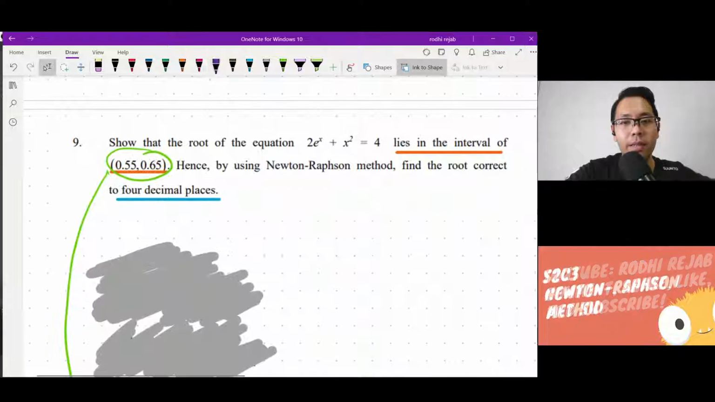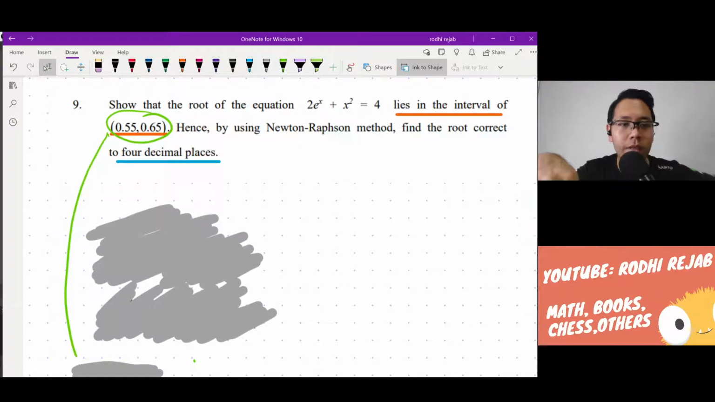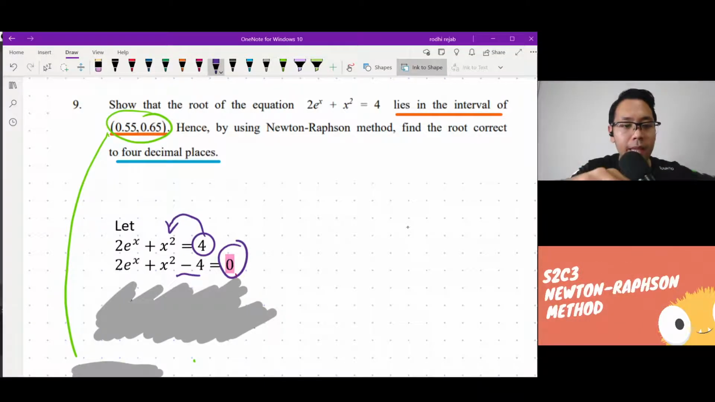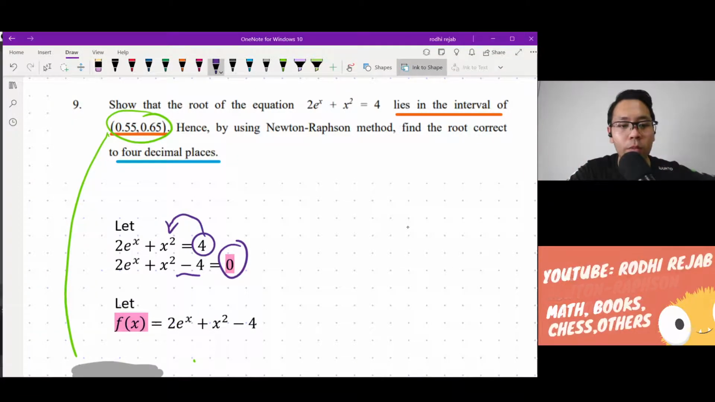Let's say you have a question like this, a normal exam question. We want to show that this equation has a root that lies in the interval 0.55 and 0.65, and we want to find the root by using Newton-Raphson. So how do we start? Firstly, you need to write down the equation and move the 4 to the other side, so that we have equals 0 on the right-hand side. Then the expression that is equal to 0, we make it into f(x), where f(x) equals 2e^x plus x squared minus 4. Then only we can start calculating.